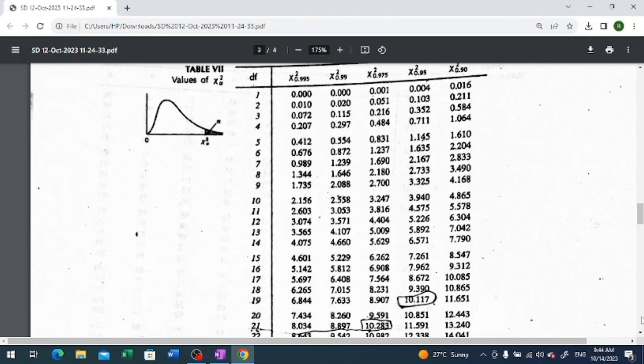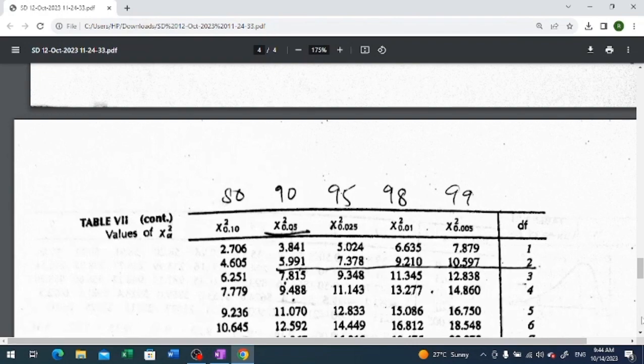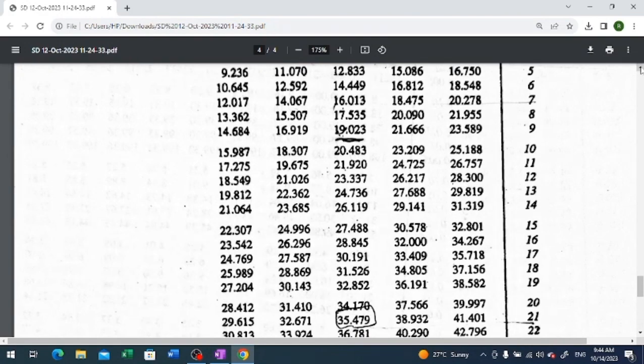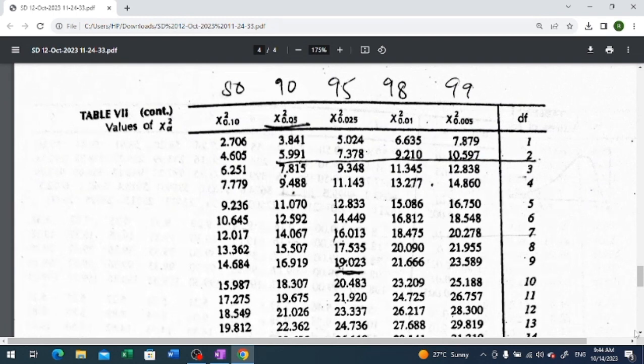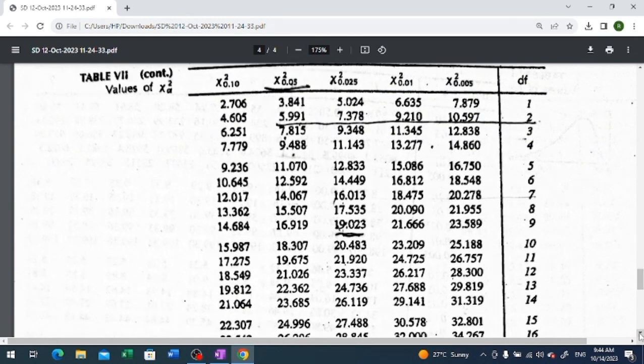Now go to the next page, because it has two pages, same as the Z table. The second page contains the upper bound or right tail critical values. See, this has a subscript 0.10. So when do we allocate 0.10 probability to the right tail? When we are looking for 80% CI. So this is the upper bound for 80% CI. This is the upper bound for 90%. This is the upper bound for 95%. This is the upper bound for 98%, and this is the upper bound for 99%.